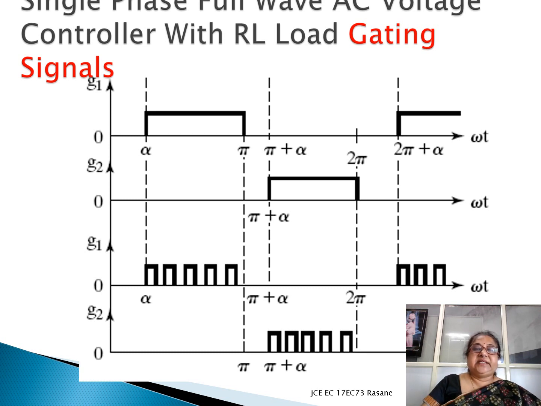This is basically the gating signal that we are given, which I have explained to you. So G1 will be getting a gating pulse, and it can trigger from 0 to pi. So alpha can vary from 0 to pi for G1, and for G2 it can vary from pi plus alpha to 2 pi. These are the periods during which T1 will be forward biased and T2 will be forward biased.